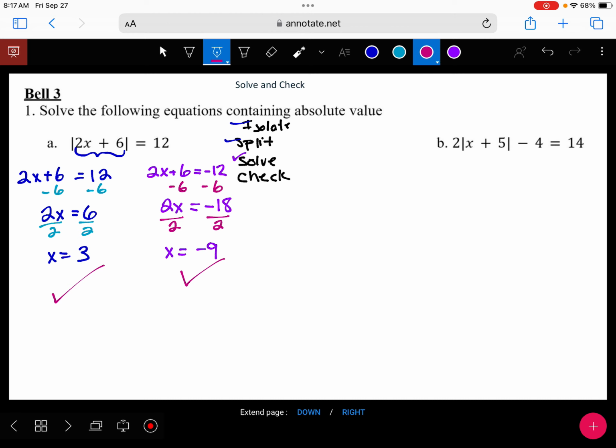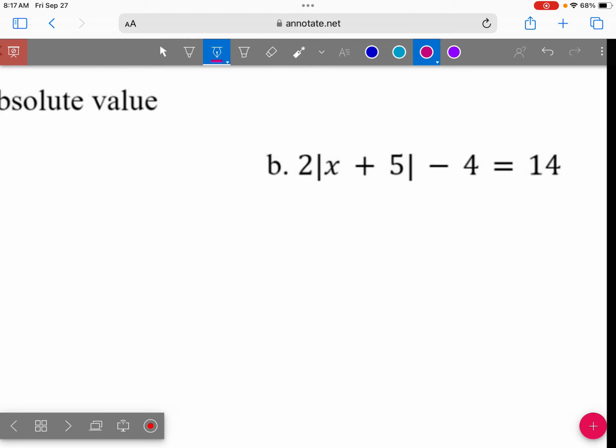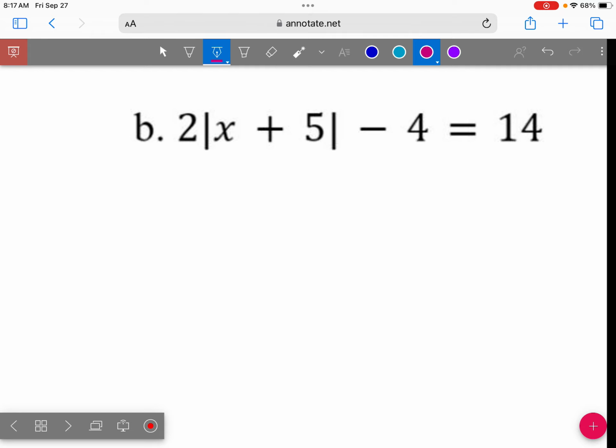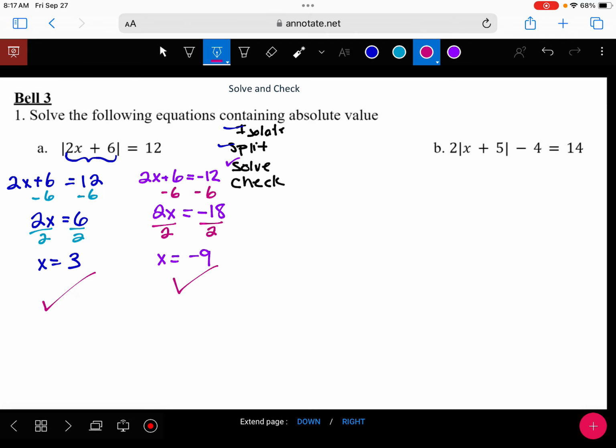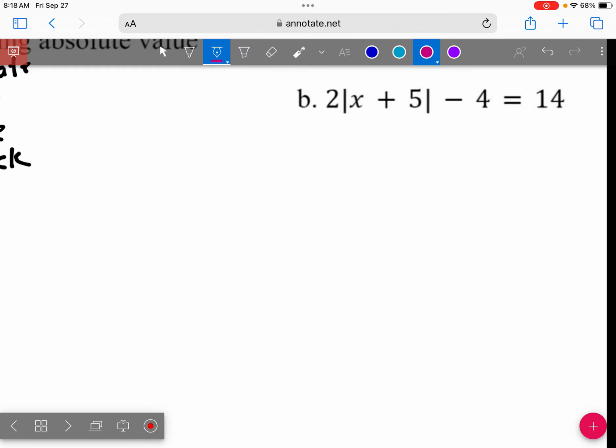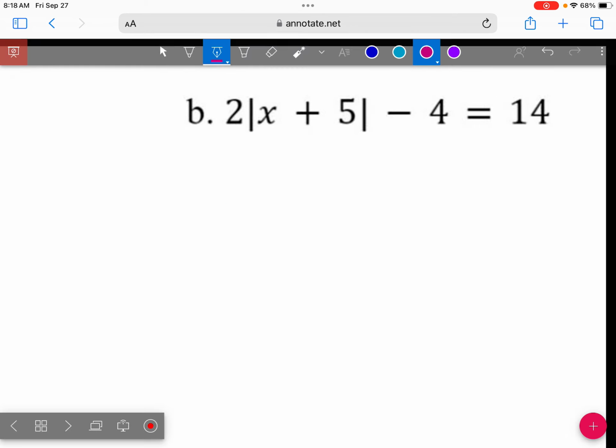Questions on the first one? For our checks, that's all we really have to write down. We just put a check mark next to it. That totally works. So same vibe on the right-hand one. Wait, hang on, before I do that. Questions on the first one? Okay. Same vibe on the right-hand one.